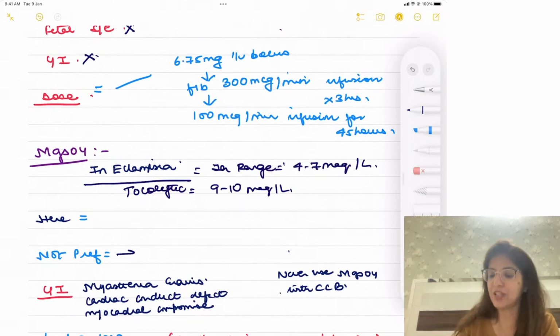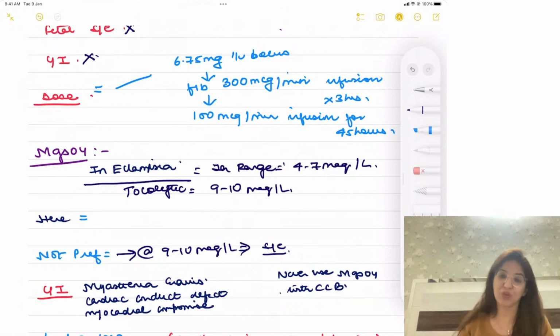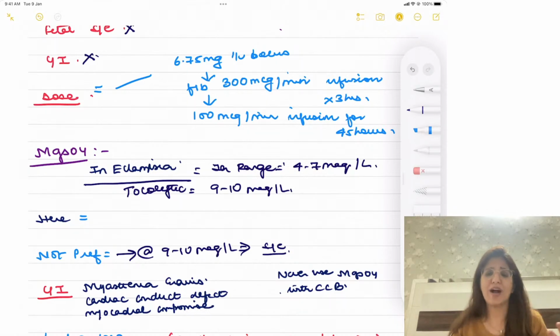And that is why it is not preferred, because at 9 to 10 milliequivalents per liter, you are going to get the side effects. Right? Patient is going to have diaphoresis, slurring of speech, deep tendon reflexes are not going to be there. They are going to be absent. So patient will start experiencing side effects. That is why magnesium sulfate is not used as a tocolytic, although it has got weak tocolytic activity as well.